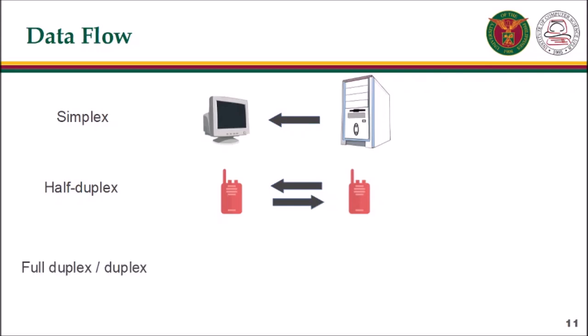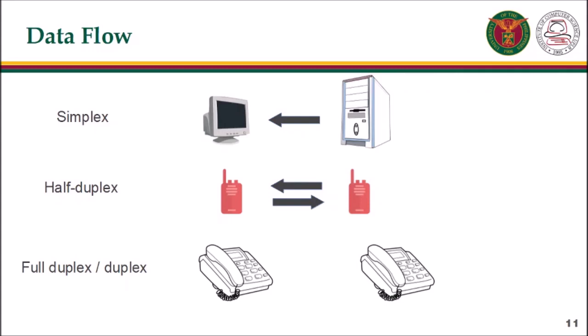In full duplex mode, both stations can transmit and receive at the same time. The full duplex mode is used when communication in both directions is required all the time. The capacity of the channel, however, must be divided between the two directions.